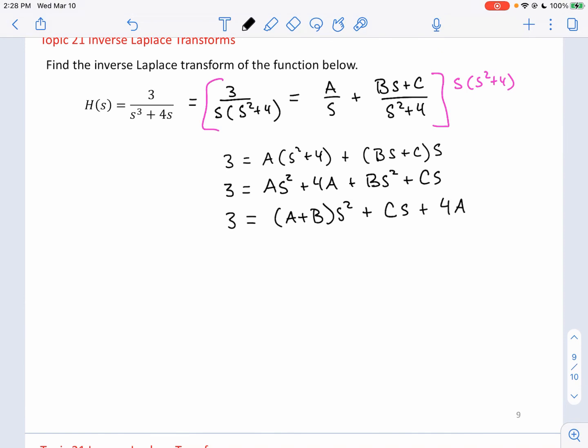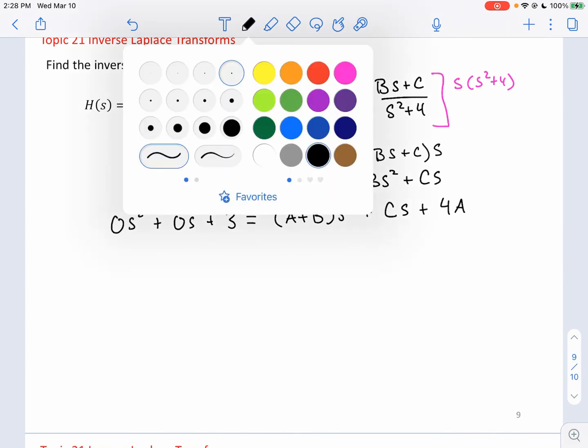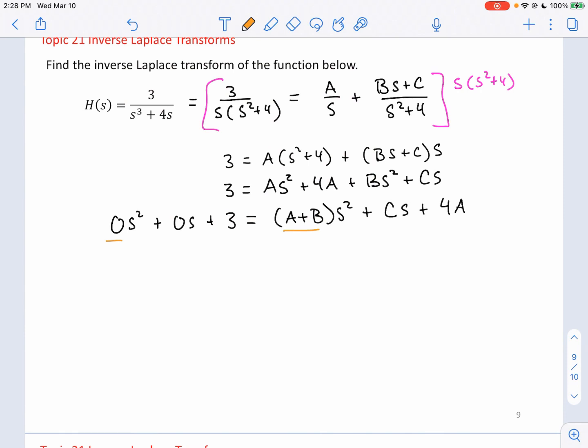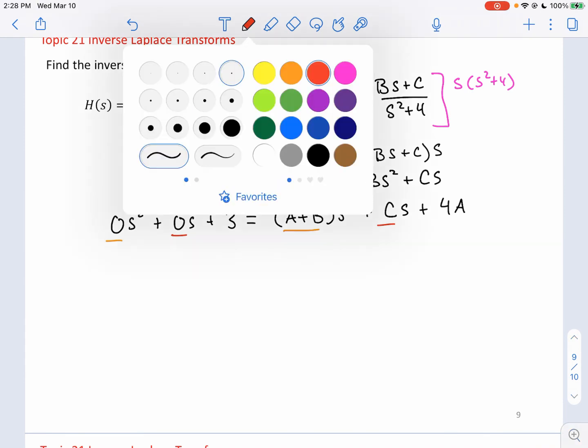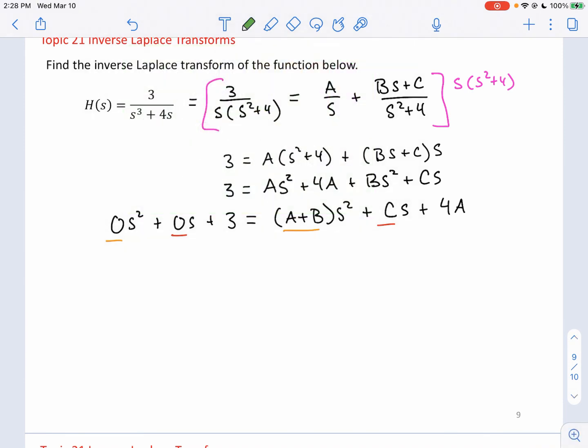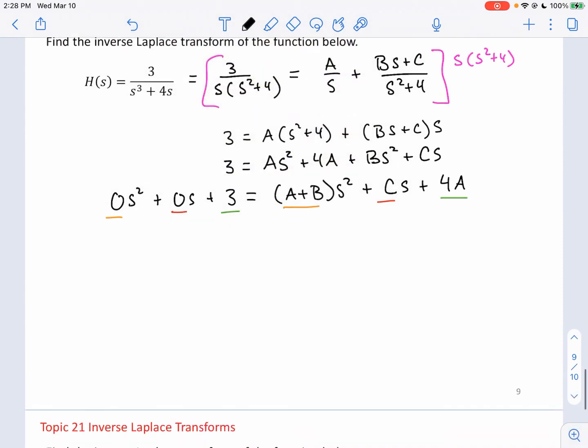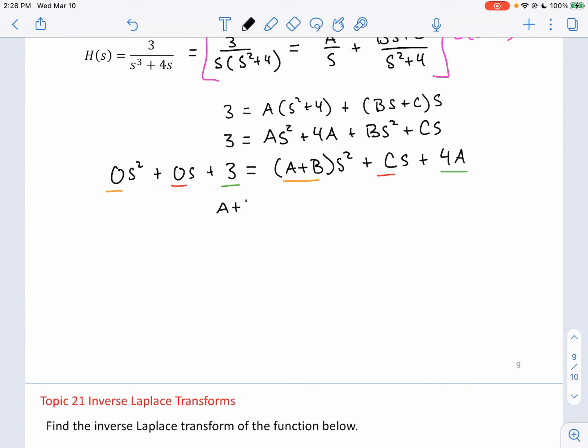Now on the other side of this equation, we don't have any s's. So we have a 0s, nor do we have s squares. So we have a 0s squared. And now when I equate coefficients, the 0 and the a plus b must be the same. The 0 in front of the s must be the same thing as that c that's in front of the s. And then finally, the 3 must be equal to the 4a. So equating the coefficients gives me a system that says a plus b must be 0, c must be 0, and 4a must be 3.